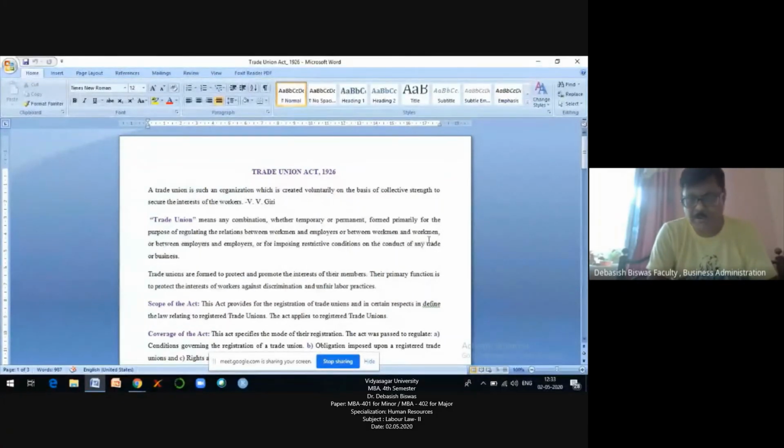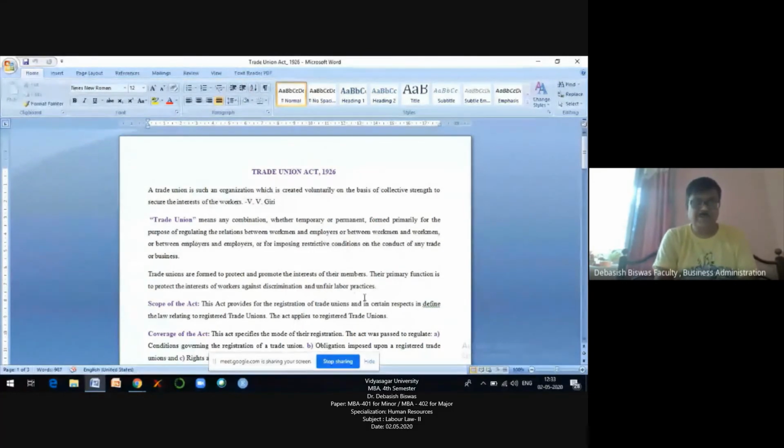So trade unions are formed to protect and promote the interest of their members. Their primary function is to protect the interest of workers against discrimination and unfair labor practices. Otherwise, employers will do various unfair labor practices, or the employer can make various types of discrimination among the workers. So, trade union is formed so that discrimination can be minimized, so that we can avoid the unfair labor practices.